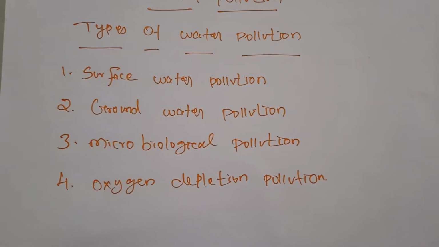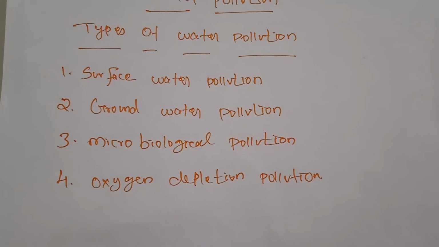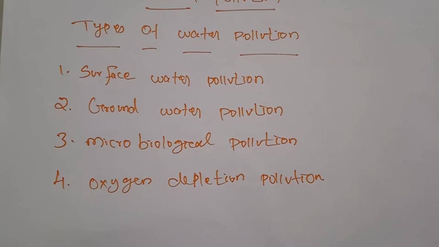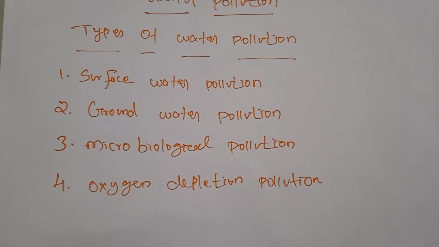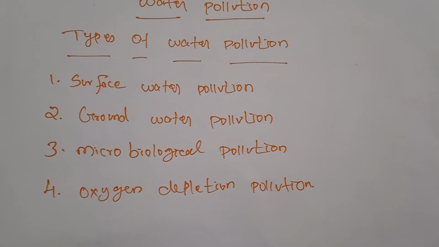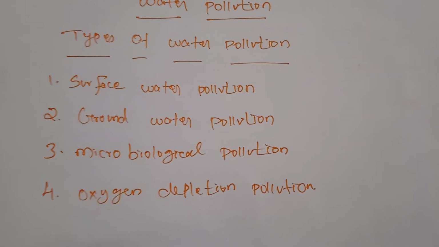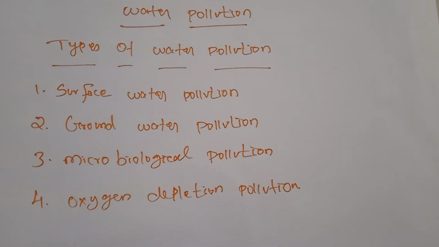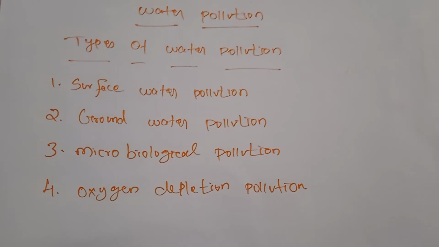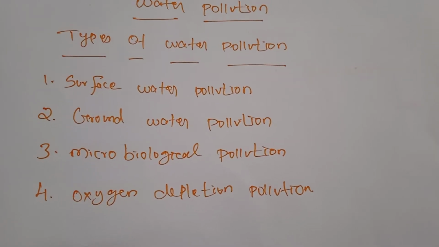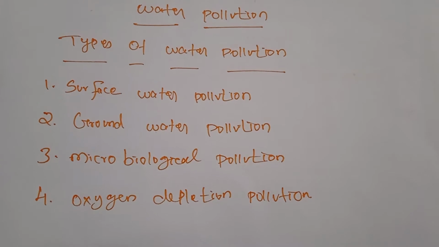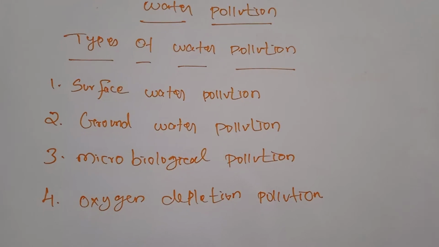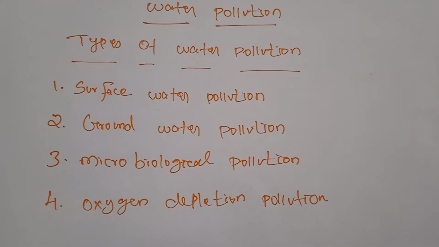Next, microbiological pollution. In many communities around the world, people drink untreated water. Sometimes there is natural pollution caused by microorganisms like viruses and bacteria. This natural pollution causes both aquatic and human illness. So wherever the water is polluted by viruses or bacteria, it is considered microbiological pollution. This is also very harmful to aquatic animals and humans.